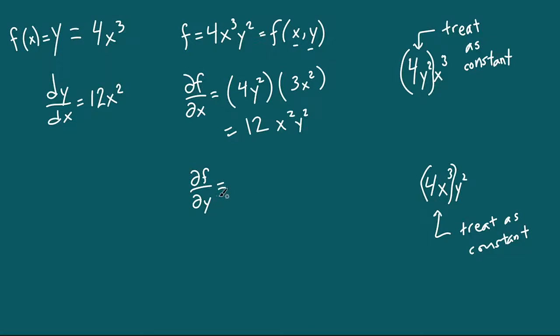For the partial derivative of f with respect to y, I treat the part 4x cubed as a constant. I then take the derivative of y squared with respect to y, and that is 2 times y. And then that gives me 8x cubed y. So that is an example of taking two partial derivatives of a function of two variables.